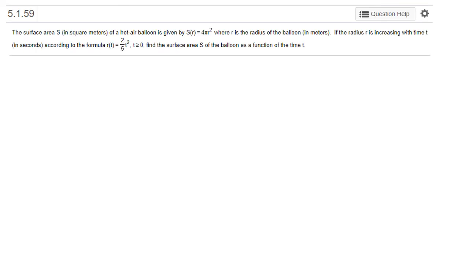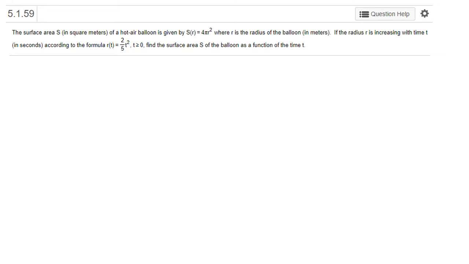All right. If we have a hot air balloon, the surface area of the balloon in square meters is given by 4 pi r squared, where r is the radius of the balloon. This is assuming, by the way, the balloon is a perfect sphere. Okay. If the radius is increasing as time passes, according to the function r of t is 2/5 t squared, find the surface area as a function of t.